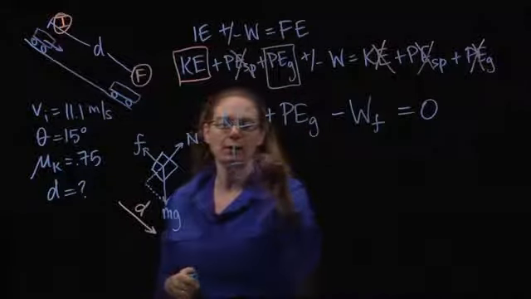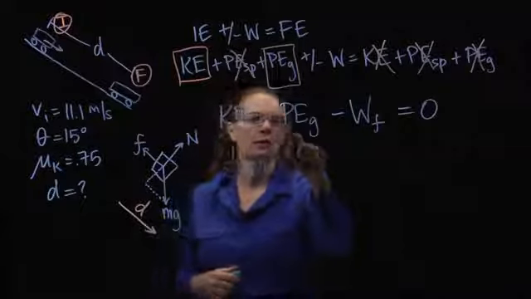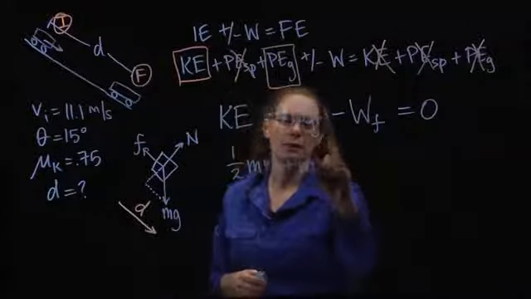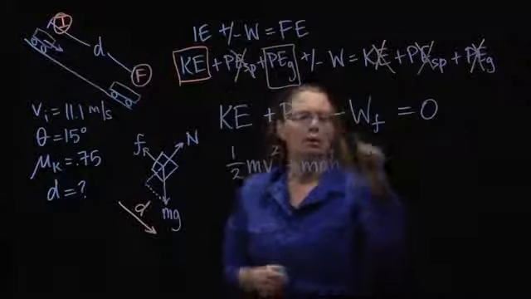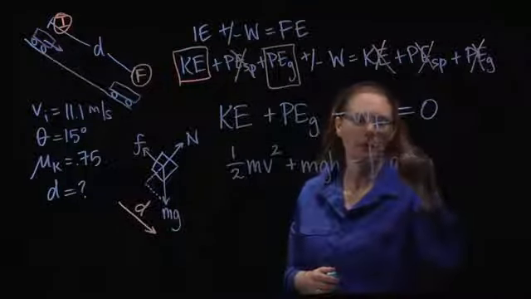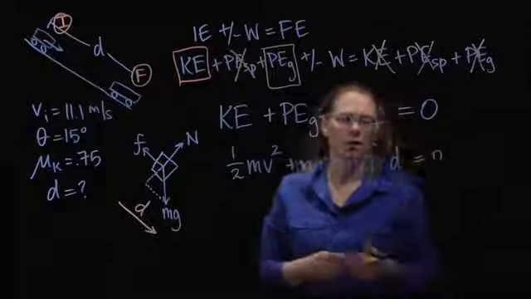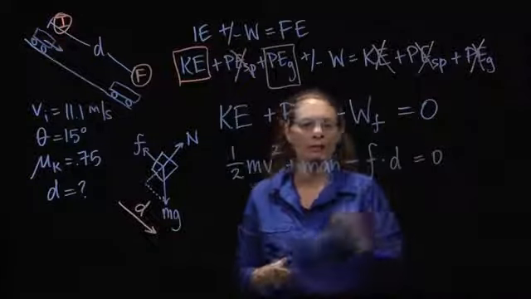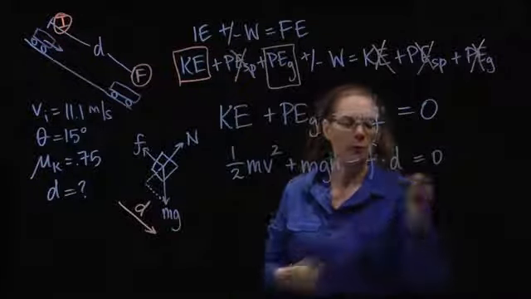Kinetic energy, 1/2 mass velocity squared. Potential energy due to gravity is mass times gravity times height. The work done by friction, negative, it's the force times the distance over which it acts. All right, so there's my term. Yay, I have a D. I want to know this.